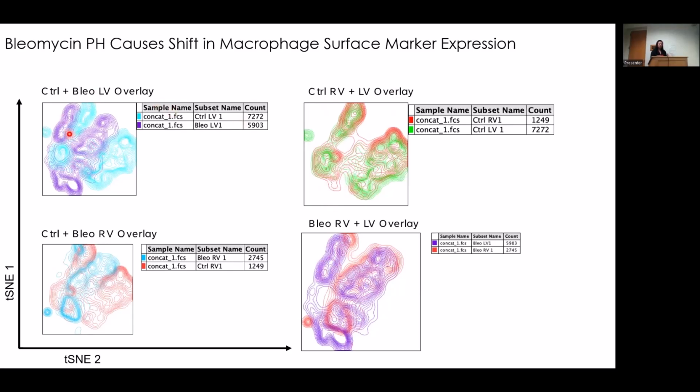What these studies showed is that the overall condition of bleomycin PH caused a greater change in surface marker expression and separated different phenotypes of macrophages more than the location of the macrophages did. So there was more similarity between right ventricular and left ventricular macrophages than between bleomycin and control macrophages.